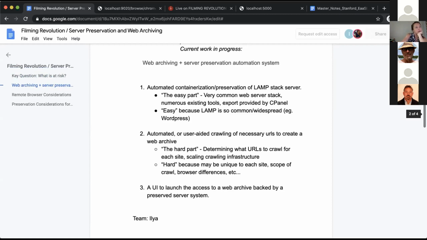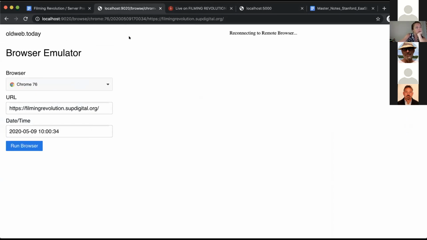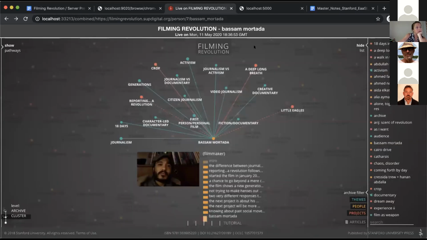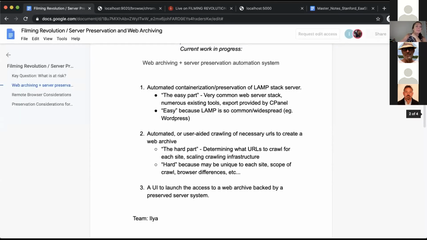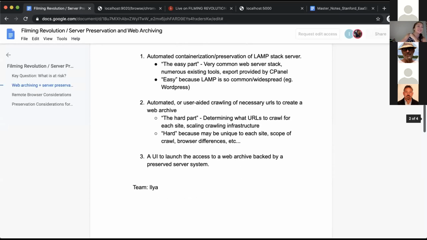And so that's what I've demoed here. It's actually a web archive, so the bulk of the 15 gigabytes of data is coming from the web archive. Only a small percentage is coming from that preserved server. Yeah, I'm the only person working on this right now. So it's moving along.